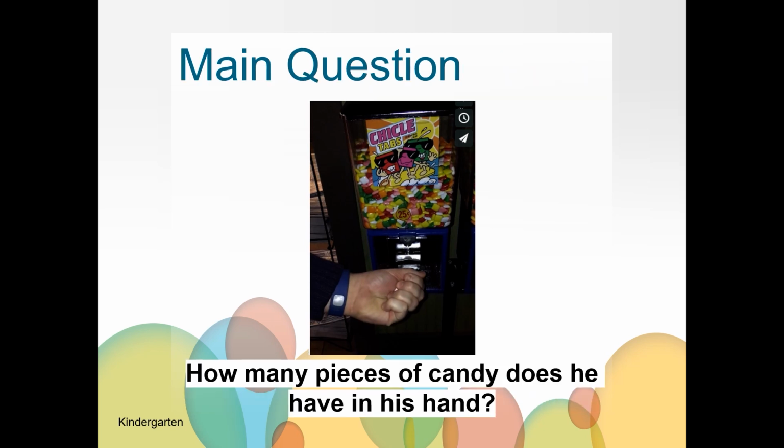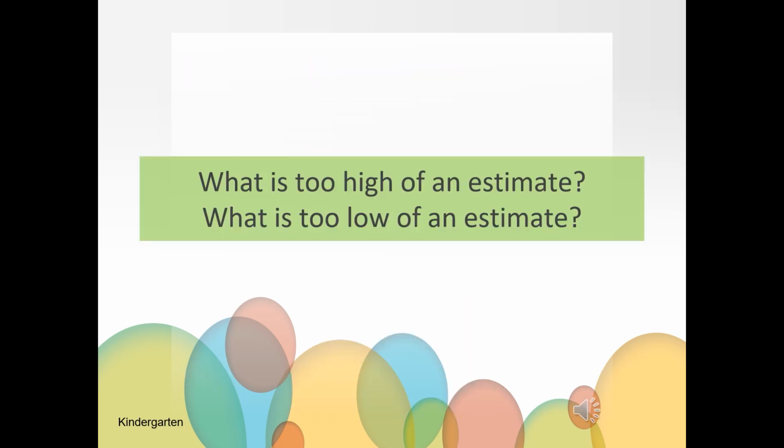Here's our question we're going to try to solve. How many pieces of candy does he have in his hand? Before we solve the problem, let's make an estimate or guess. Before we make an estimate or a guess, let's think about an estimate or guess that would be too high and too low. Think about the video and what you already know to make your guess.